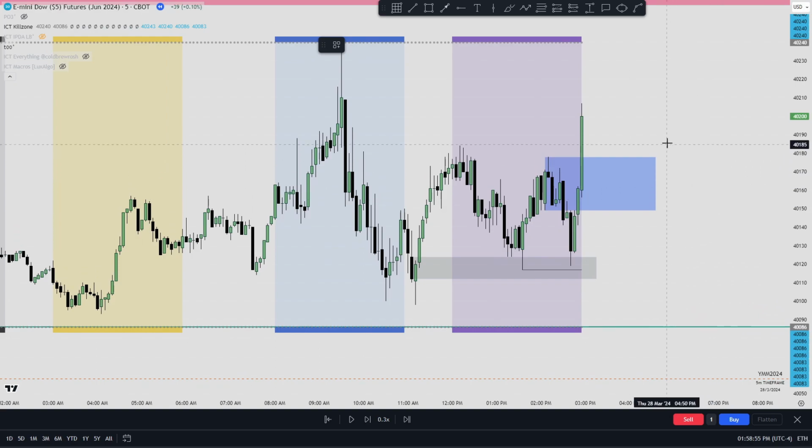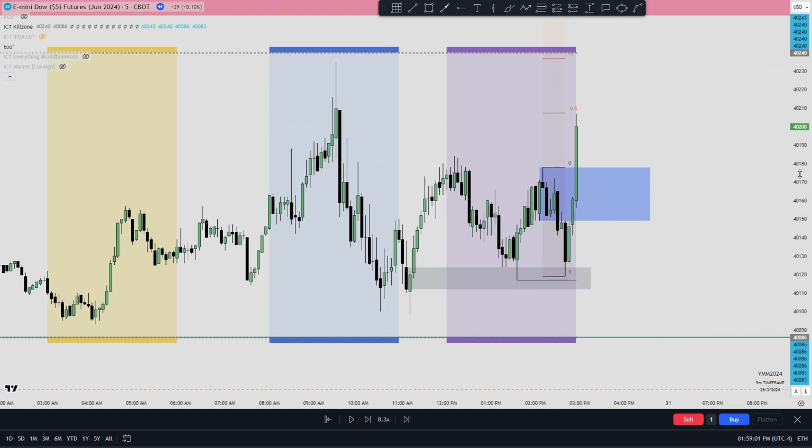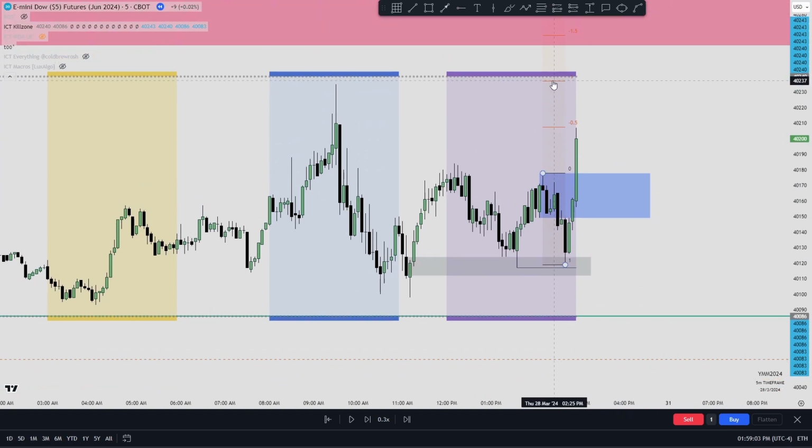So we would anchor our Fibonacci from this high to this low, and it looks like we get a 1 standard deviation just above the high of day. So this would be our area of targeting, this 1 standard deviation.